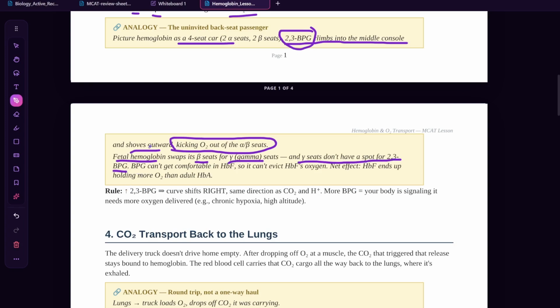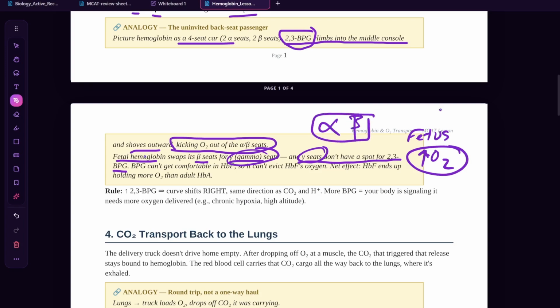That means that's one of the reasons why fetuses have higher O2 affinity, because they have gamma seats, not beta seats. And because they have gamma seats, they don't have a spot for 2,3-BPG to come in and kick out O2. So their O2 affinity would be higher than the mother's, because the mother still has alpha and beta seats, whereas the fetus has gamma instead of beta. And so the net effect is that the fetus's hemoglobin, HbF, remember I said Hb can stand for hemoglobin, ends up holding more O2 than the adult HbA.